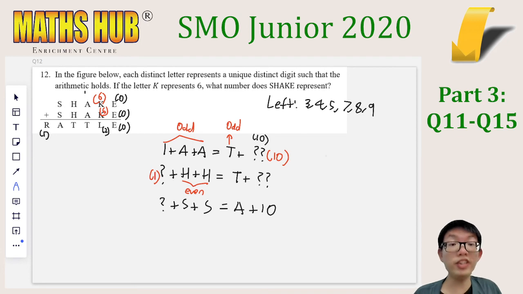Now we can revisit these equations and look. 1 plus A is T plus 10. So 1 plus H cannot also be T plus 10. Otherwise that would mean A and H are the same. But each letter is supposed to mean a different digit. As a result, this means that there is no carryover here and no carryover here.